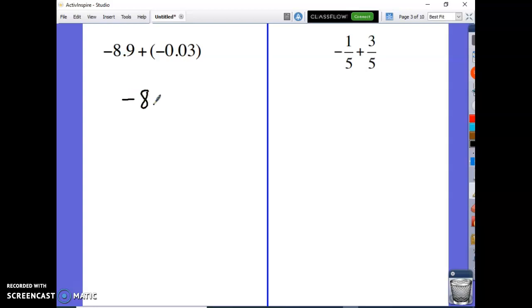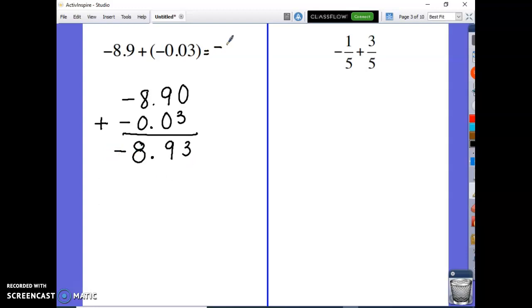When we're adding decimals, guys, please make sure you line them up vertically because it does help to have them this way to see which number goes exactly into which one. So we're going to be adding these two negative numbers. 0 plus 3 is 3, 9 plus 0 is 9. We're going to move that decimal place right down here, and 8 plus 0 is 8 again, and keep the sign. So it's going to be negative 8.93.